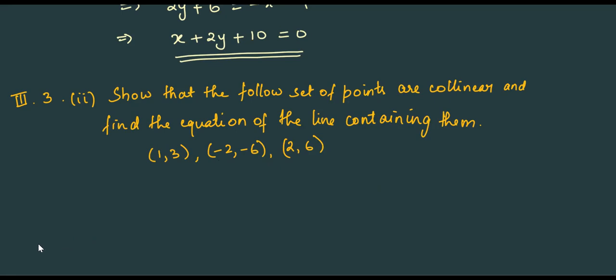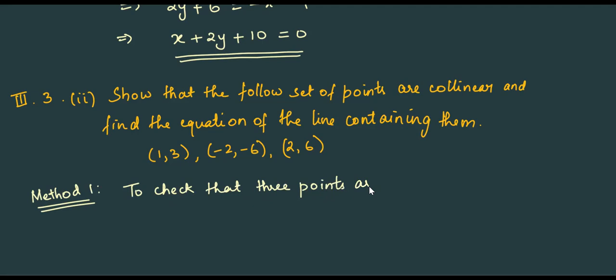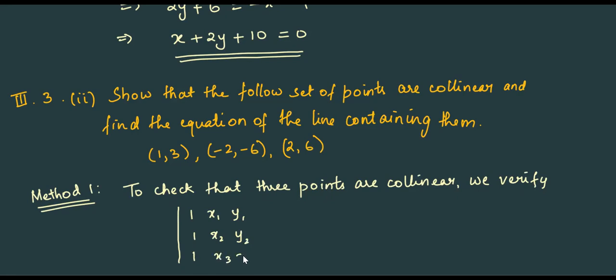So how to find whether the points are collinear? There are two methods. Method 1: to check that 3 points are collinear, we verify that the determinant of rows (1, x1, y1), (1, x2, y2), and (1, x3, y3) is equal to 0.